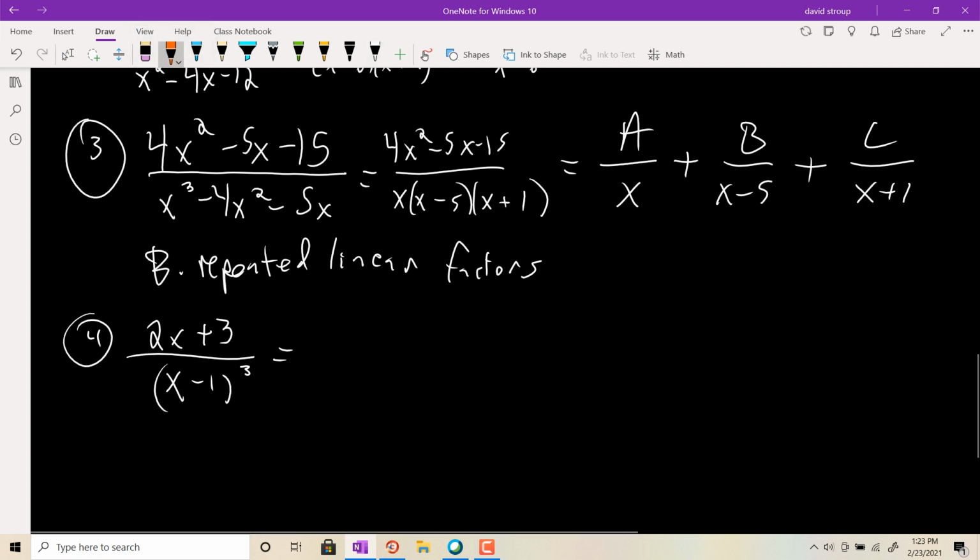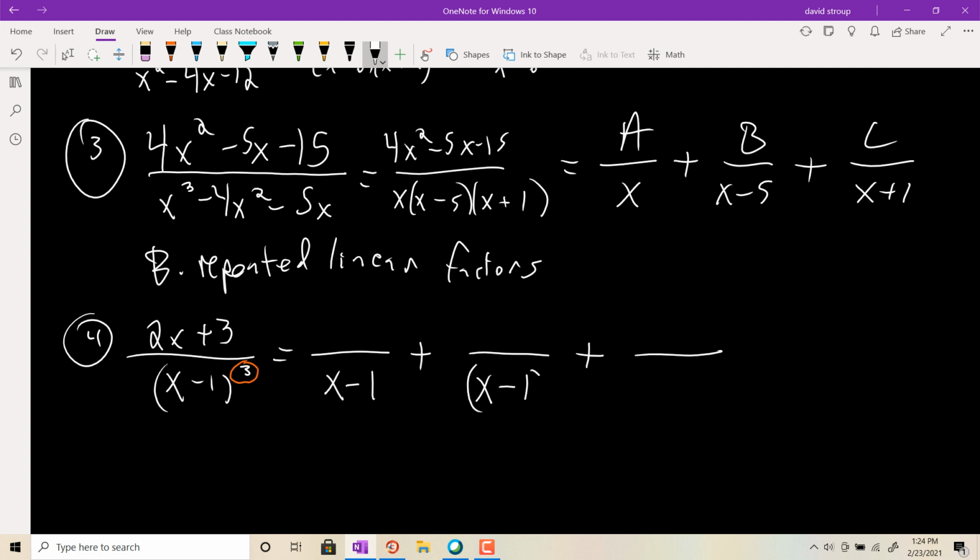Okay. So in this case, we have 3 factors of x minus 1. So I need 1, 2, 3 fractions for each factor. Okay, in the first fraction, you just put x minus 1. In the second fraction, you put x minus 1 squared. In the third fraction, you put x minus 1 cubed. Okay, if it was x minus 1 to the fourth, you would just add another fraction, then put x minus 1 to the fourth in the denominator.